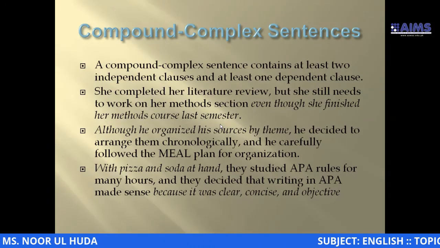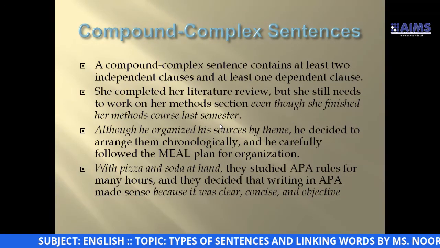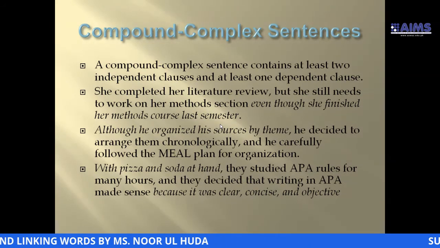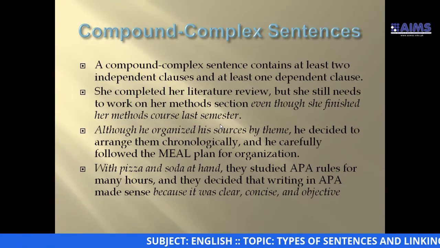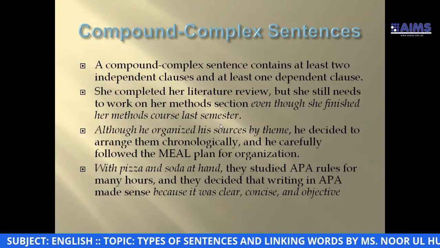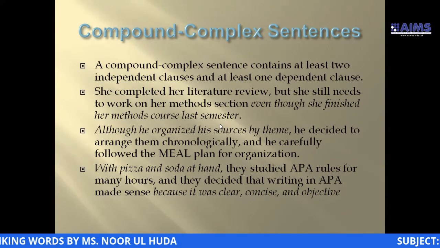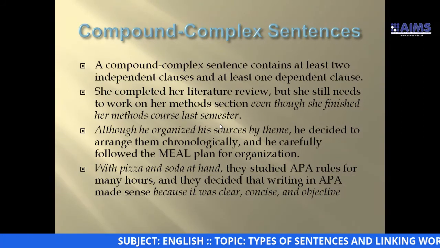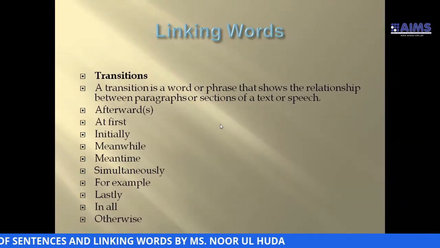Compound complex sentences can be used to form multiple ideas within a sentence. And we can use subordinating and coordinating conjunctions both in a single sentence. When we are combining two independent clauses, we use a coordinating conjunction. And when we are using an independent clause along with a dependent clause, we use a subordinating conjunction. Okay, now what are linking words?